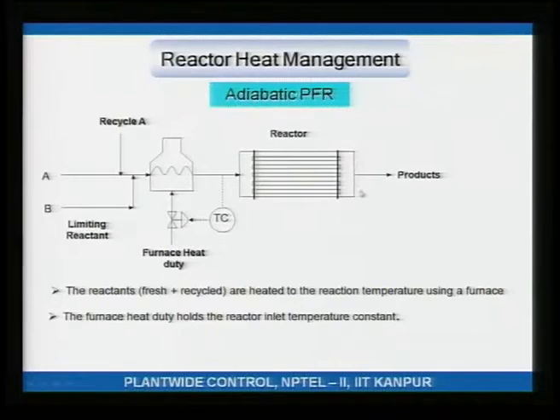The reactor is adiabatic. Adiabatic means no heat is lost, no heat is given, and then you are getting products on the outlet. To hold the temperature at the inlet to the reactor constant, you adjust the furnace duty. That is what this temperature controller is doing right here.